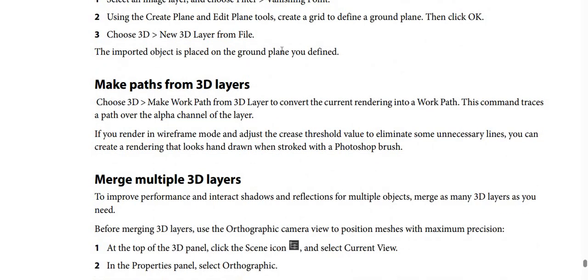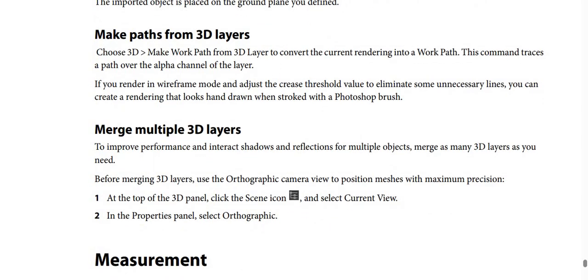How to make bases from 3D layers. You should choose 3D firstly, then make work path from 3D layer to convert the current rendering into a work path. This command by the way traces a path over the alpha channel of the layer. And if you render in wireframe mode and adjust the case threshold value to eliminate some unnecessary lines, you can create by the way a rendering that looks hand drawn when stroked with a Photoshop brush.